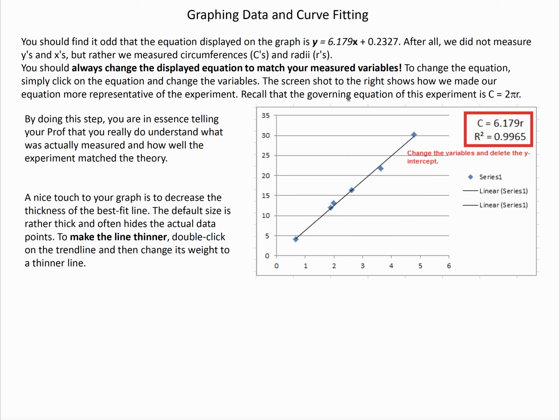Recall that the governing equation for this experiment was C equals 2 pi times R. C is equal to y, R is equal to x. 2 pi then becomes our slope of the line. So now you can see when we change those variables and deleted the y-intercept, we have exactly what we're looking for: our relationship and our correlation coefficient.